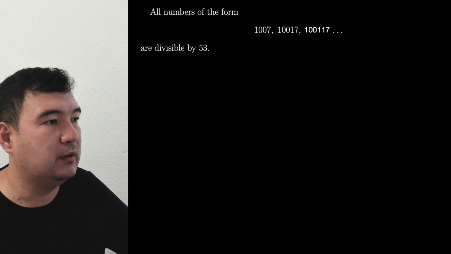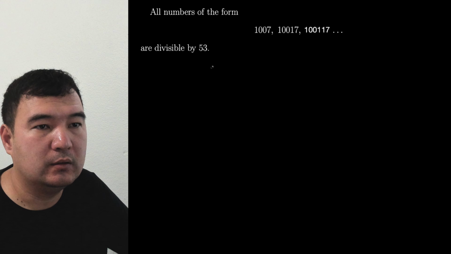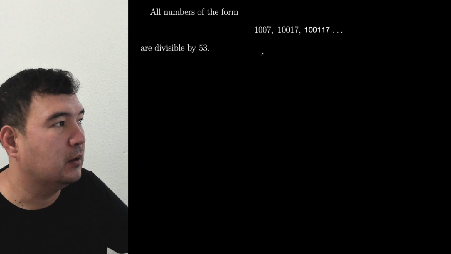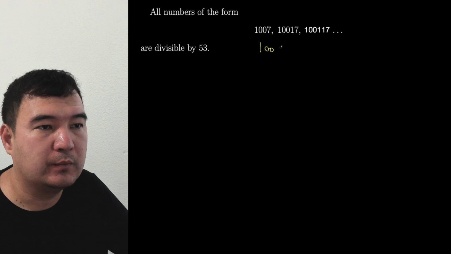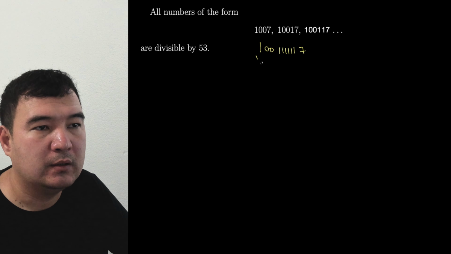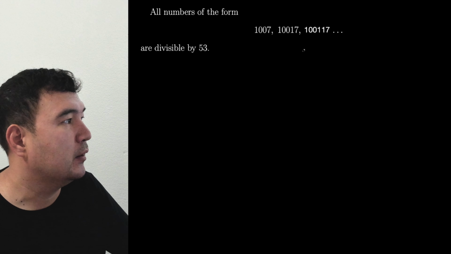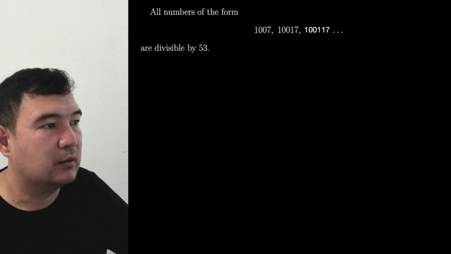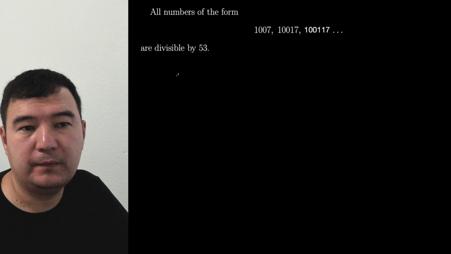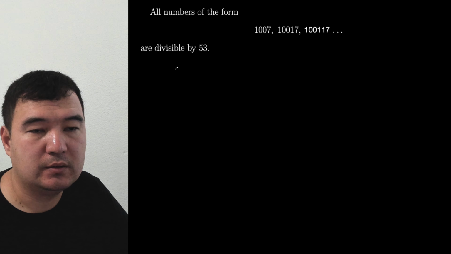So if I write a random number like 1, 1, 0, say add an arbitrary number of 1s and 7, this number is divisible by 53. So how to prove this? You can just check. If you start dividing, you can just notice the pattern.